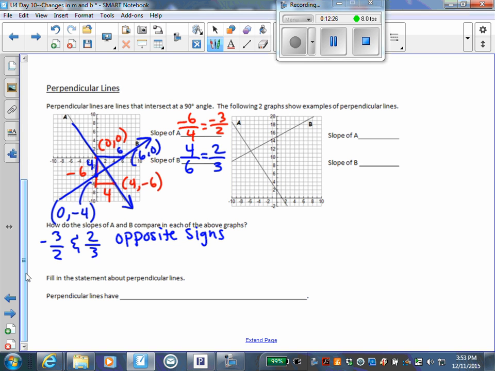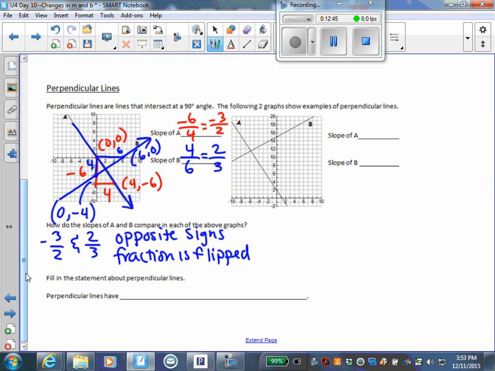And then also, it's like a 3 on top in one and then a 3 on the bottom in the other, and then the 2's flip. And so maybe we could say something about how the fraction is flipped. Okay, let's see if the same thing happens in the other pair of graphs.